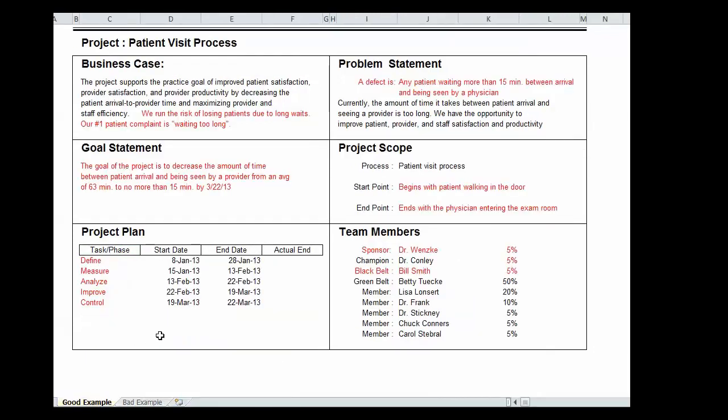Under the good example, we do what you've seen in training. We put the 5 steps of DMAIC, when we think we're going to start, when we think we're going to end. Very clean, very simple.